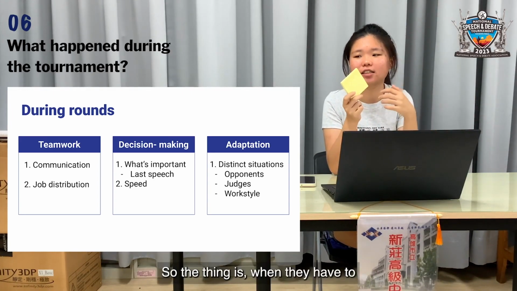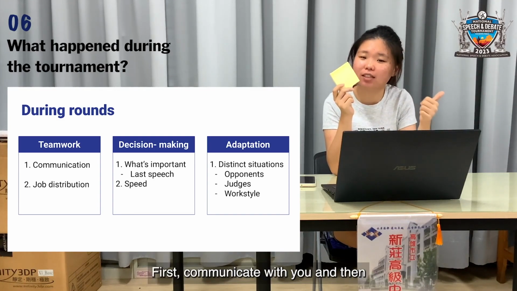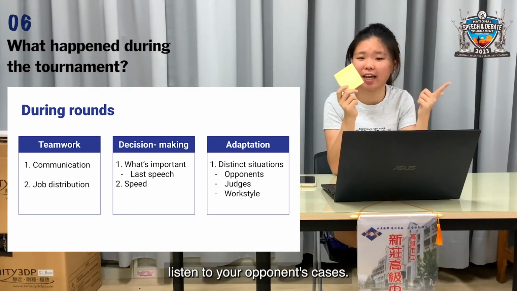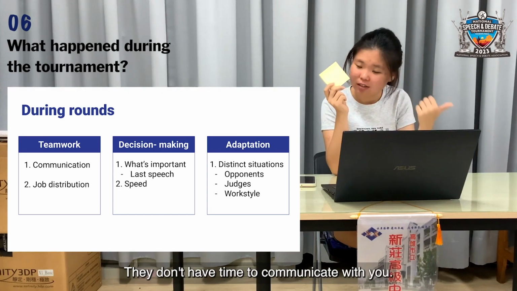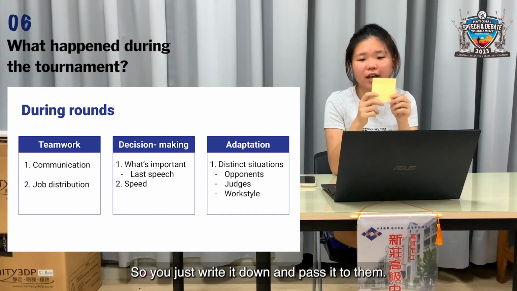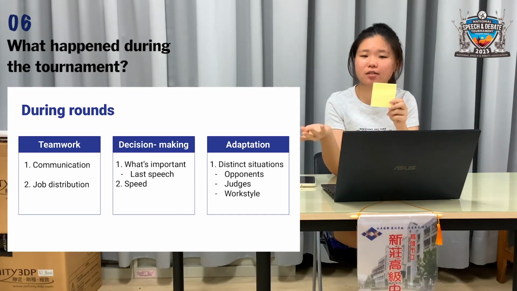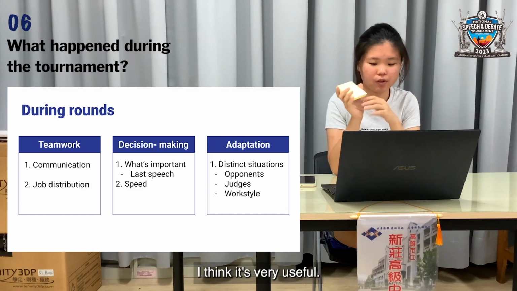So the thing is, they have to pay attention to 2 things. First, communicate with you, and then listen to your opponent's cases. They don't have time to communicate with you. They definitely don't have time. So you just write it down and pass it to them. When they have time, they will read it, and if they need it, they will use it. So just use sticky notes. I think it's very useful.